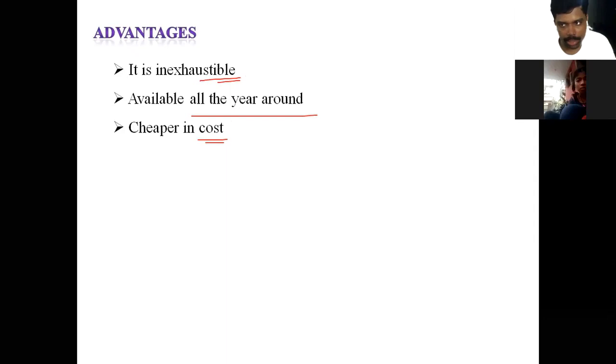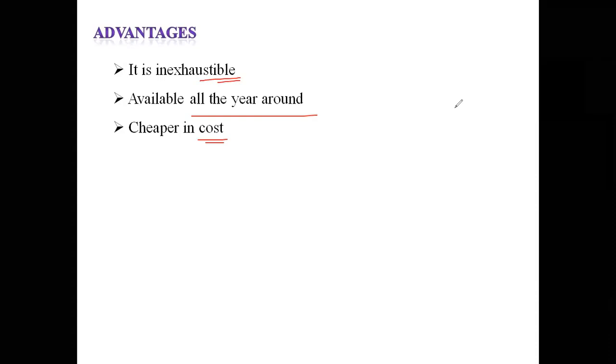And it is cheaper in cost compared to the thermal power plant. In a geothermal power plant, the per unit cost is very, very less. But a thermal power plant pollutes the environment, whereas the geothermal power plant does not pollute through fumes, and it does not release carbon dioxide, sulfur oxide, and nitrous oxide. Pollution is very, very less compared to the thermal power plant. And it produces the maximum amount of energy compared to other alternate sources.